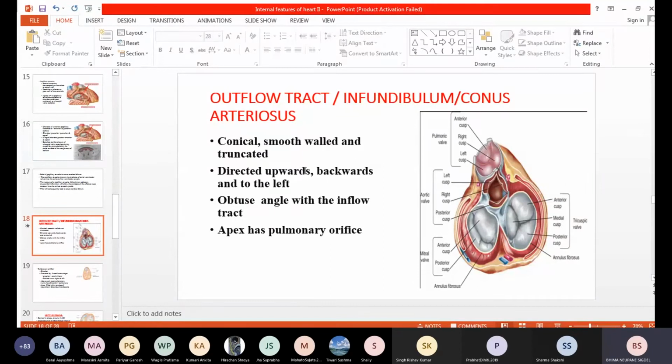The inflow tract was directed downward, forward and towards the left. Whereas the outflow tract is directed upward, backward and to the left. The outflow tract is continued by the pulmonary trunk. It is directed upward, backward and to the left, at an obtuse angle with the inflow tract. The apex of the outflow tract comprises the pulmonary orifice.